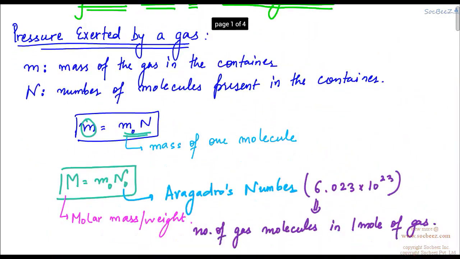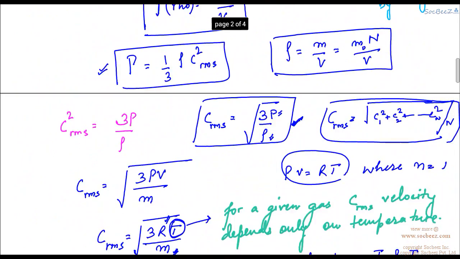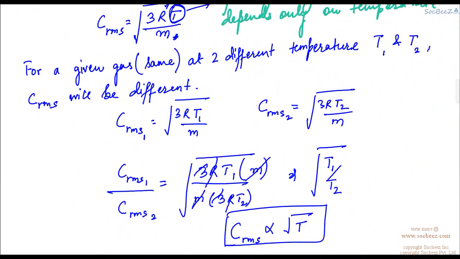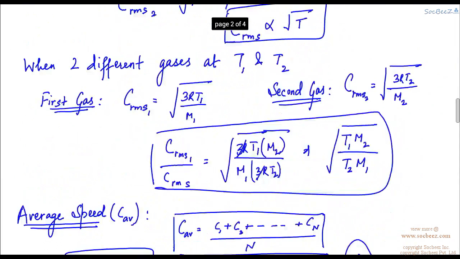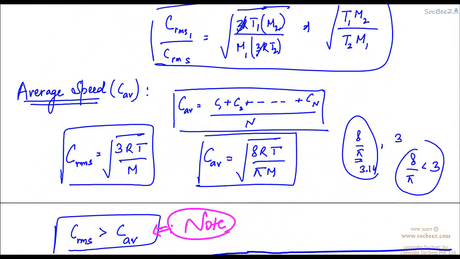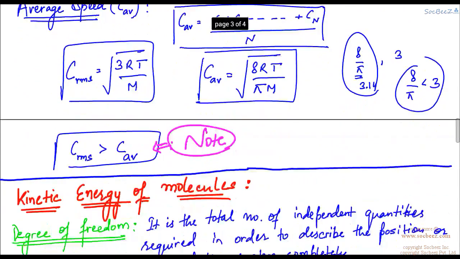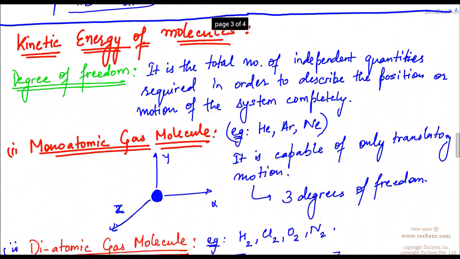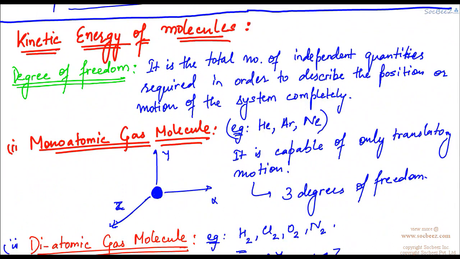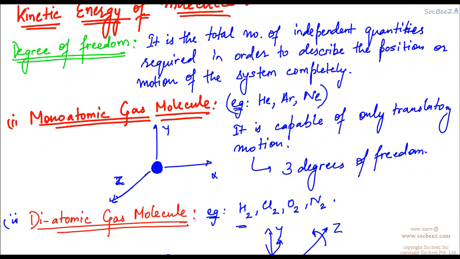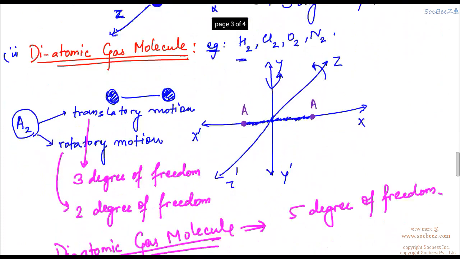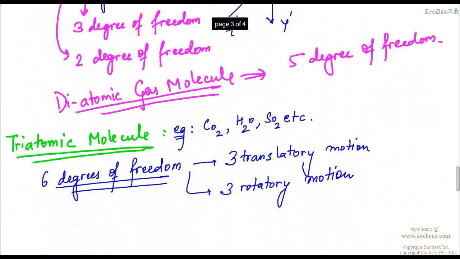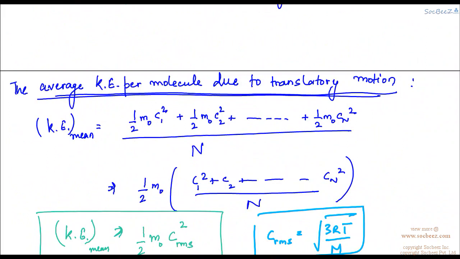So in this lecture we learned what is C RMS velocity. We learned how it is represented in terms of pressure and density. Then we discovered that it is proportional to the root of temperature and inversely to the root of the molecular mass of the gas. Then we learned what is the average speed of gas, and we compared the RMS and the C average. Then we learned how the kinetic energy is stored in a molecule, and what is known as the degree of freedom. That is the number of independent quantities that we require in order to completely describe the motion of the system. Then we learned how a monatomic gas molecule has its kinetic energy, and similarly for diatomic and triatomic molecules.